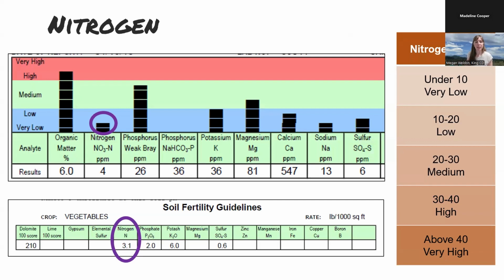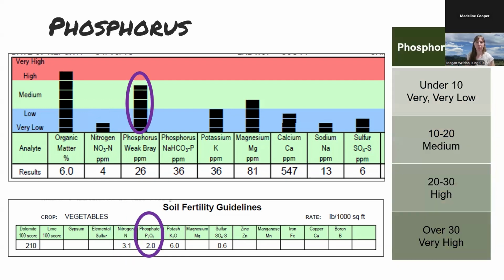The next is nitrogen, which is low on this test, also very common for our area. We'll talk more about why that is, but essentially you'll see the lab test for nitrogen up top, what the results are in your soil, and then below the lab is recommending 3.1 pounds of nitrogen per 1,000 square feet. That's kind of like a ratio for a garden about how much you'd want to add. And then phosphorus. Phosphorus is another big one. You'll see the lab results and the lab recommendations there.